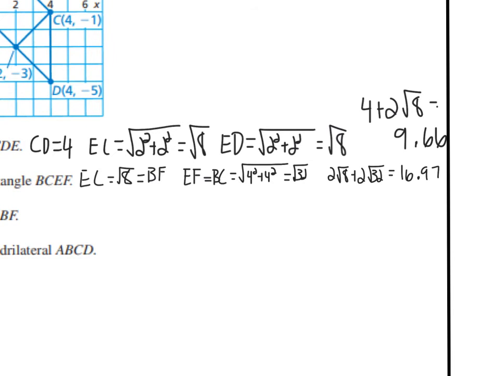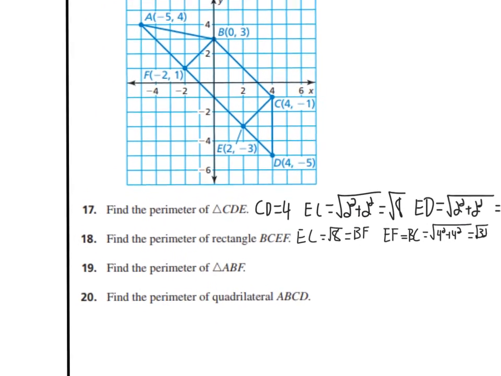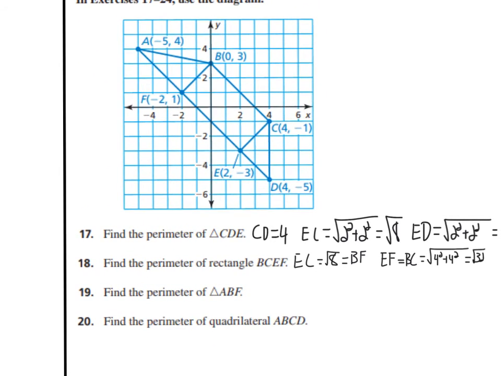The next one that they want us to find is ABF. Okay. I think I'm going to have to use Pythagorean theorem 3 times for this one. Let me start with AB. If I made AB into a right triangle, my legs would be 1 and 5. So 1 squared plus 5 squared, 1 plus 25. That would be the square root of 26.